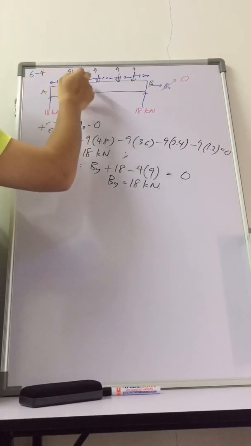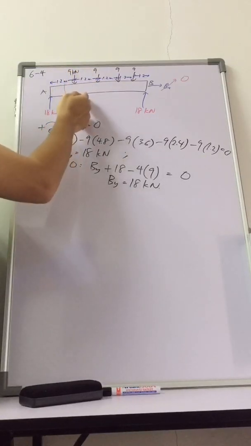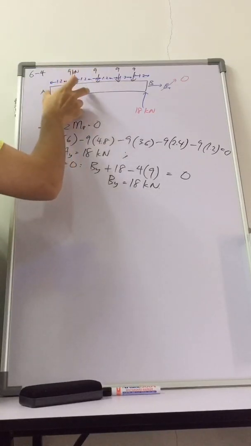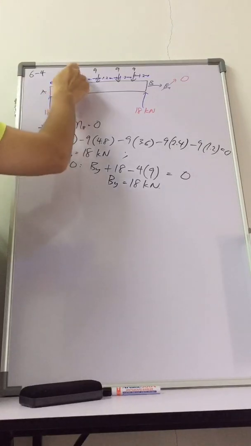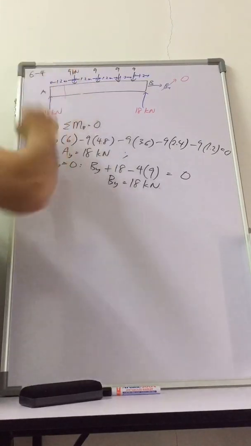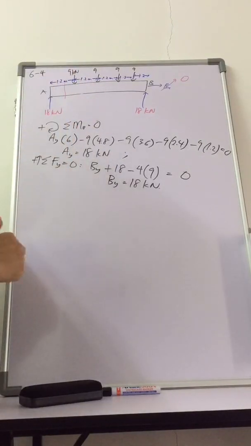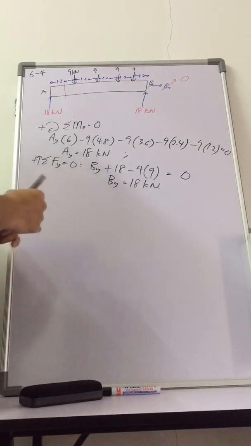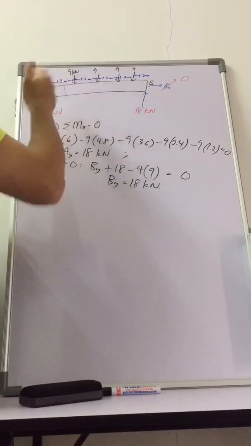And then next we need to cut here. Why? Because here, when we take the left part, for instance, this 9 kilonewton will change the value of the internal reactions. You see, internal reactions means the internal shear force and internal bending moment, right? So, okay, the first one, cut here.